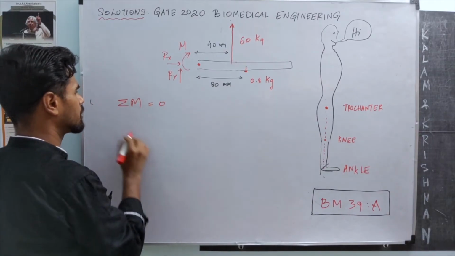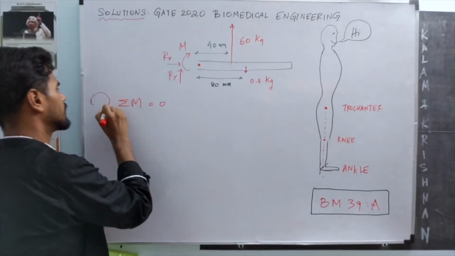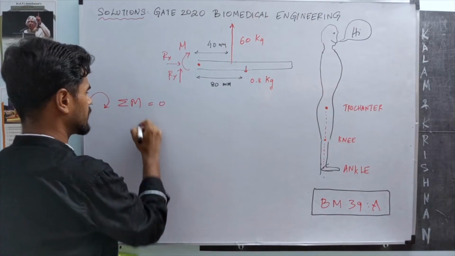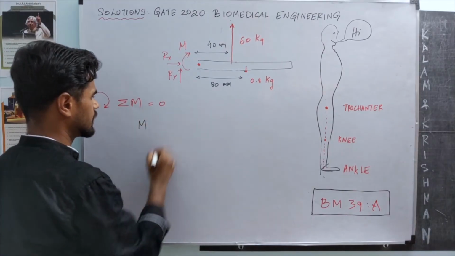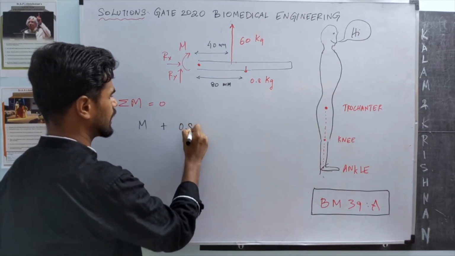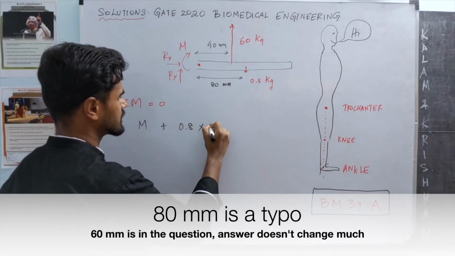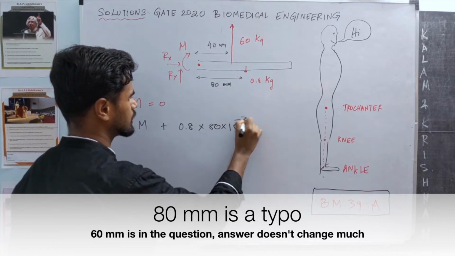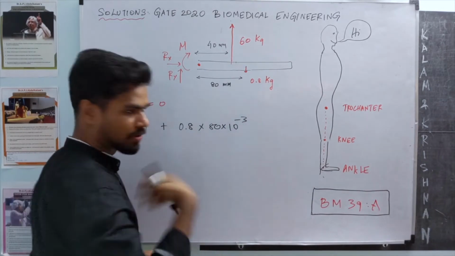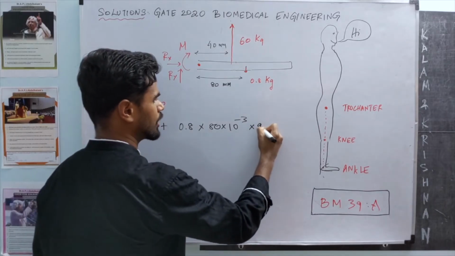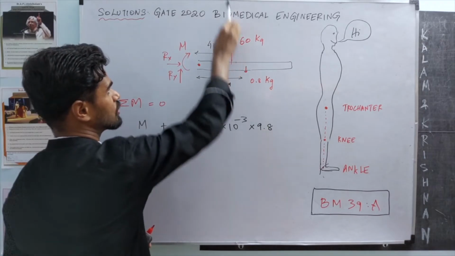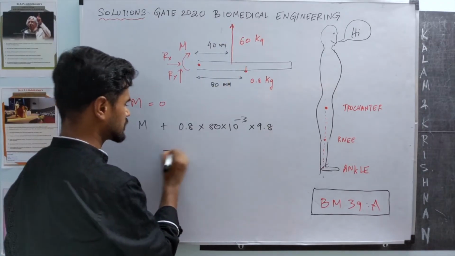Sum of moments, all the moments is 0, and let's make the clockwise direction positive. So the unknown moment acts in the clockwise direction plus the moment due to the foot, it's 0.8 times the distance at which it acts, 8 times 10 power minus 3. Is that correct? No, this is in kg weight. We need to convert it into newtons, so there will be a 9.8 factor. And then the reaction force is acting in the anti-clockwise direction, so it's minus 9.